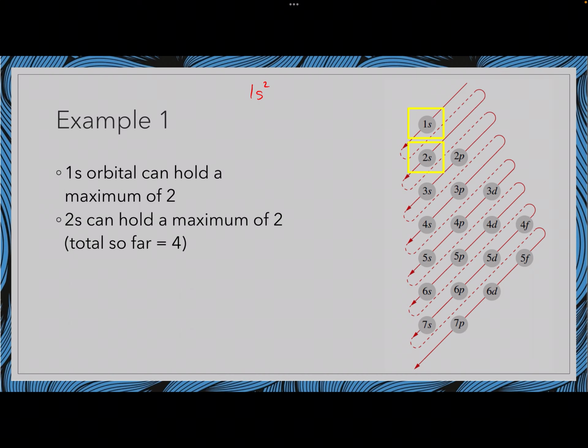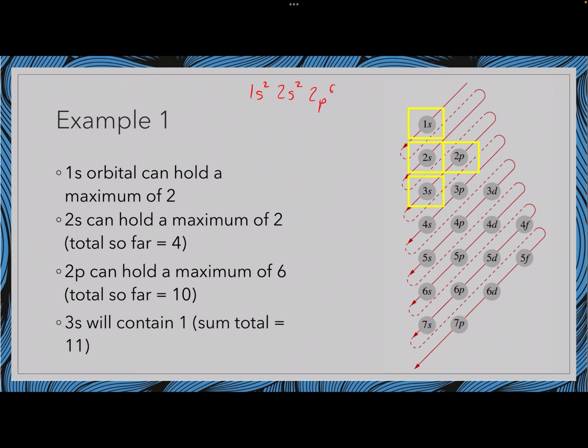Next we fill up the 2s orbital. 2s can also hold 2, so we say 2s2. So far we've used 4 electrons, so we need to keep going until we get to 11. Next is 2p. 2p can hold 6, so we're going to say it's 2p6. And we're up to 10 electrons. Now sodium only has 11. So the next orbital that we fill is going to be the 3s, but it can only contain 1 because we've only got 11. So we're going to say that the next orbital is 3s1.